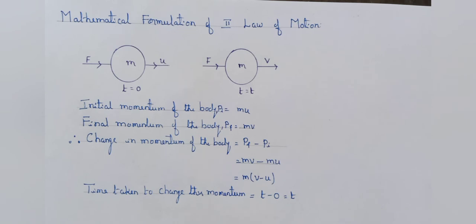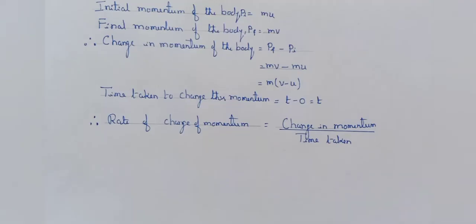Therefore, the rate of change of momentum is equal to change in momentum by time taken. You know, the change in momentum is m into (v minus u) and the time taken is t. Therefore, the rate of change of momentum is equal to m into (v minus u) by t.